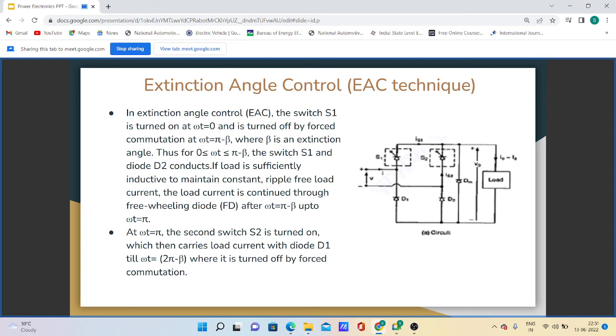In this extinction angle control, the switch S1 is turned on at omega t is equal to 0 and is turned off by force commutation at omega t is equal to pi minus beta, where beta is an extinction angle. Thus, for omega t greater than 0 and less than or equal to pi minus beta, the switch S1 and diode D2 conducts.